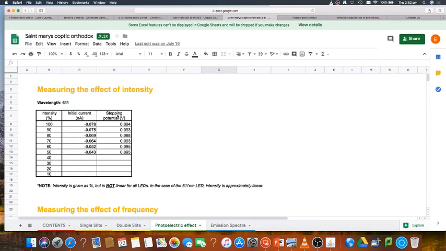So measuring the effect of intensity using a single wavelength, we notice, as we noticed with our simulation, that regardless of how bright the light is, it's approximately the same amount of voltage required to stop the most energetic electrons from traveling across.